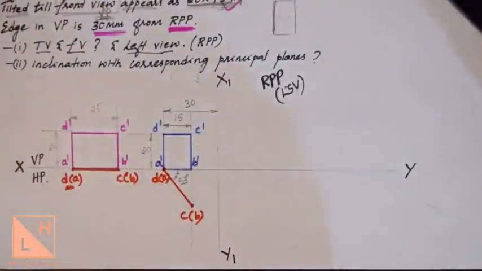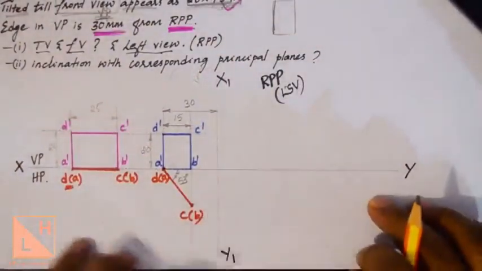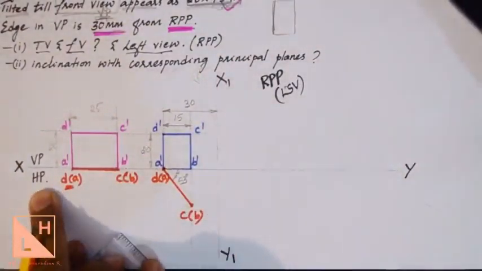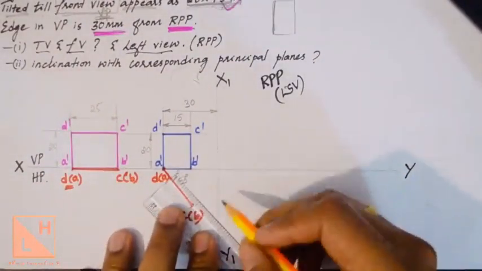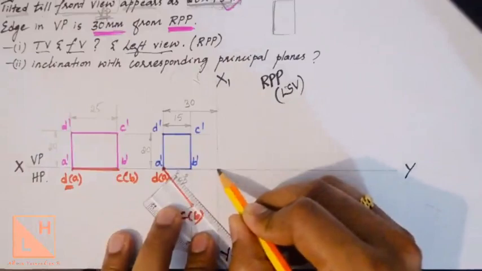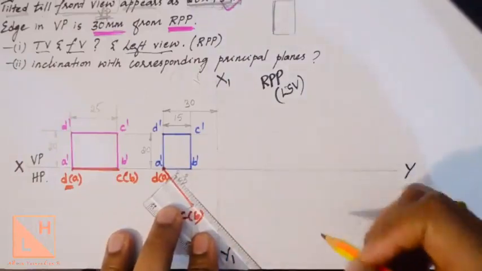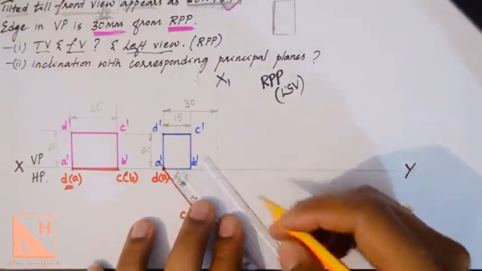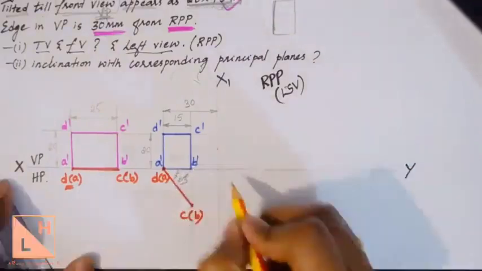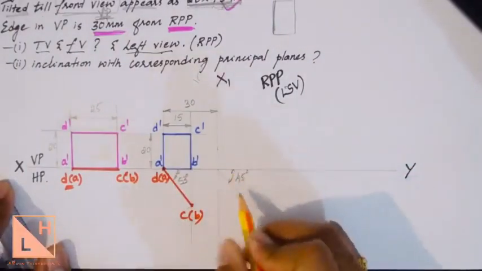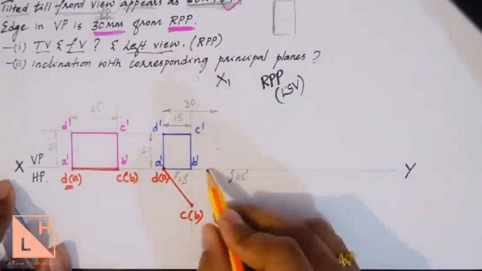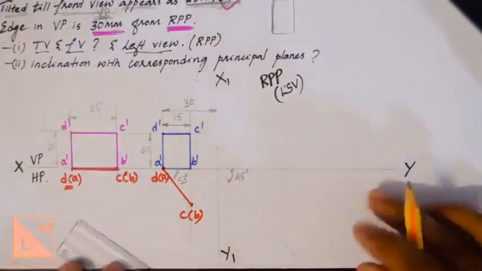Now to generate the side view, you can draw a 45-degree line next to the horizontal plane. The horizontal plane is below the line. So below the XY line, from the junction of X1, Y1 and XY line, that is the origin, you can draw a 45-degree line. Use a protractor and draw a 45-degree line. The angle of the line should be 45 degrees. Remember to use a protractor or a set square and draw the exact 45-degree line.